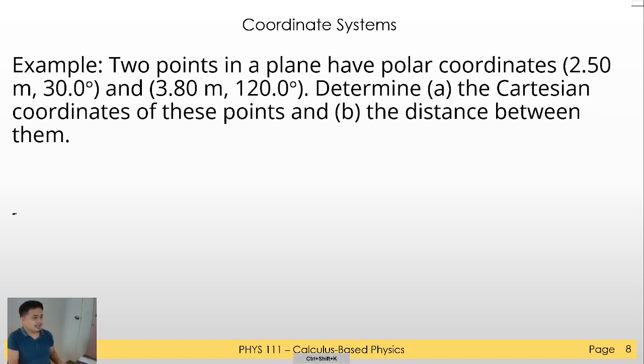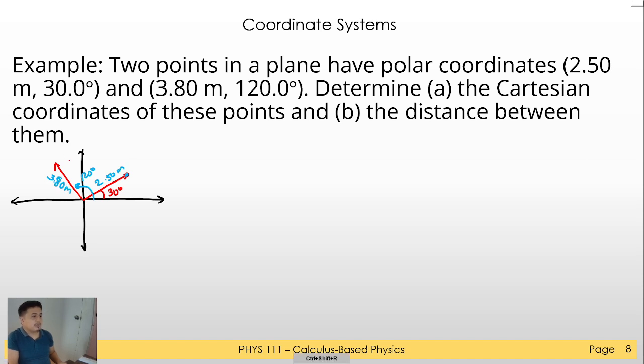Okay, let's visualize this anyways. I don't have a protractor, so let's just draw this to visualize the problem. So we have 2.5 and 30 degrees. This will be approximately 30 degrees, and let's say this is 2.5. And then 3.8 and 120 degrees. So 120 degrees, guys, is somewhere here, and the length of this will be 3.8.